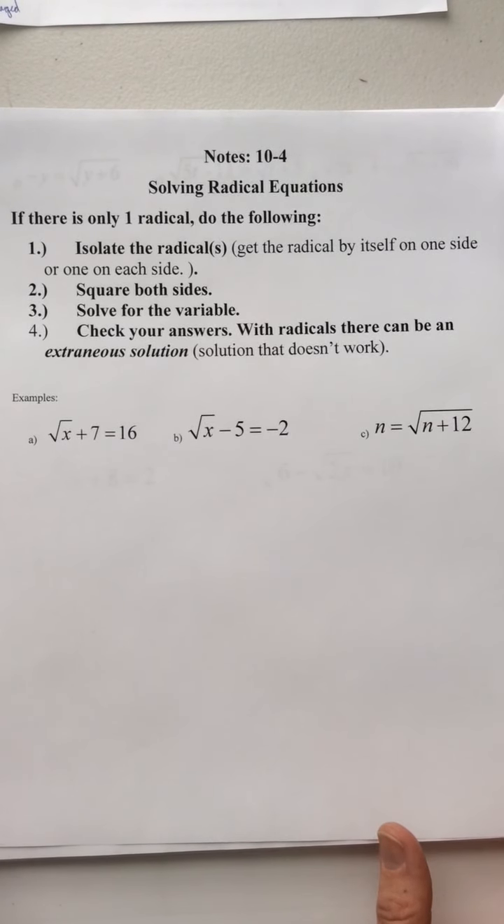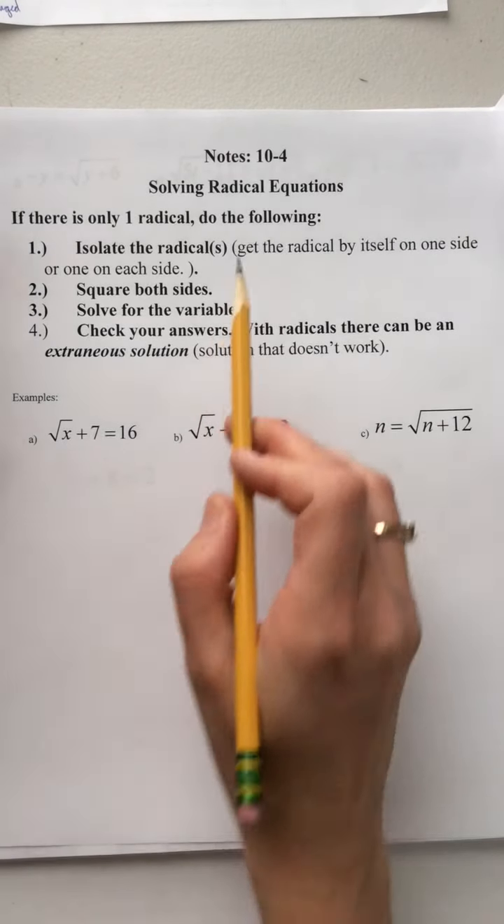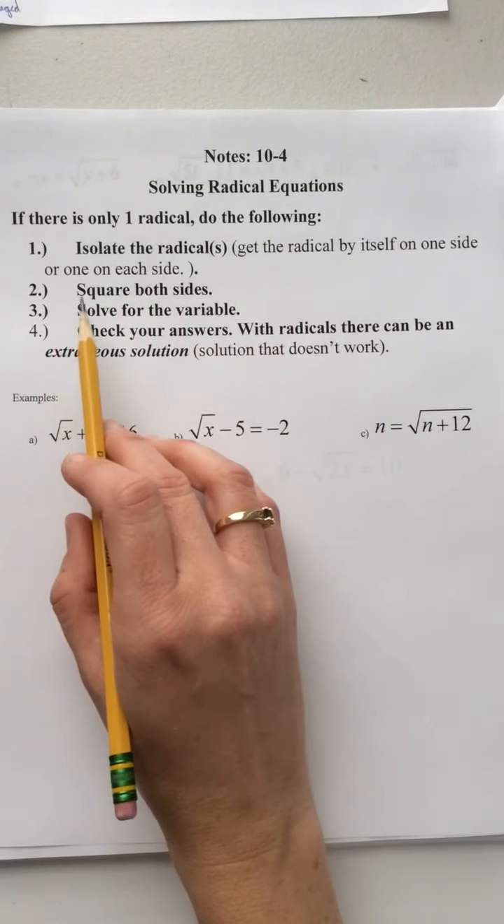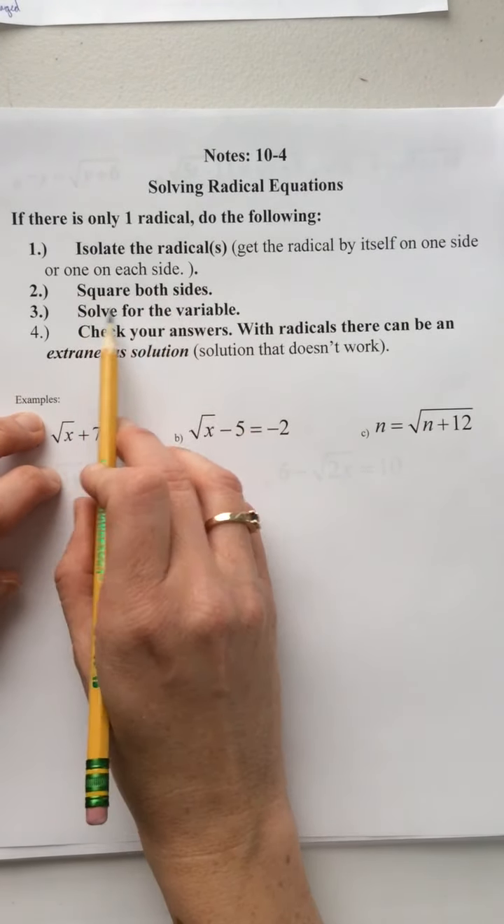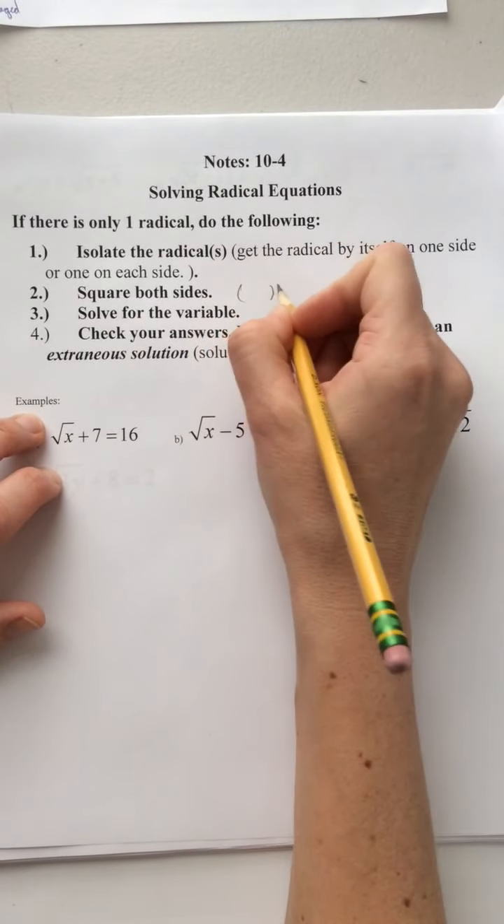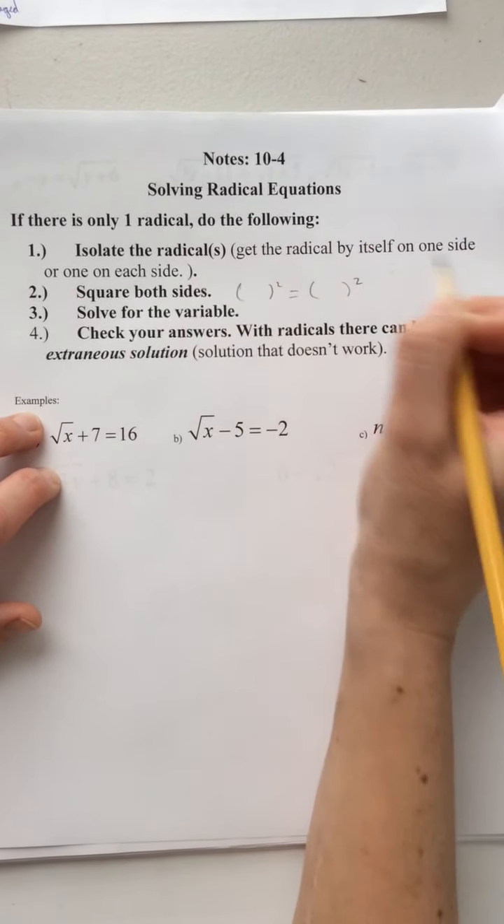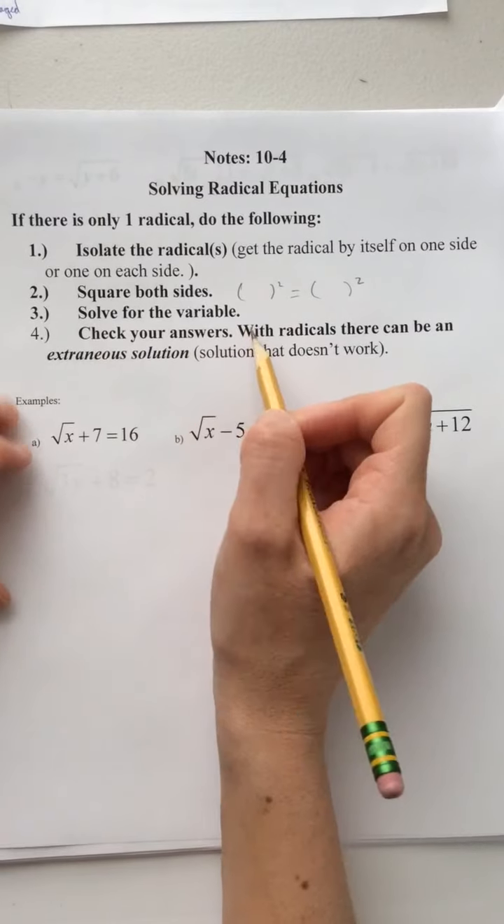So today we're solving radical equations. If there's only one radical, here's what we do. Isolate the radical. Isolate means to get the radical by itself on one side. If you have more than one, get one radical on each side. Then we square both sides. Put it all in parentheses and square it, and then solve for the variable.